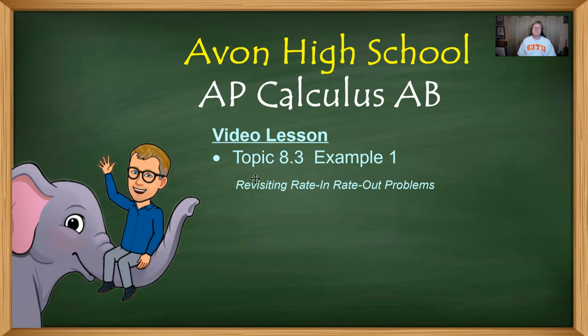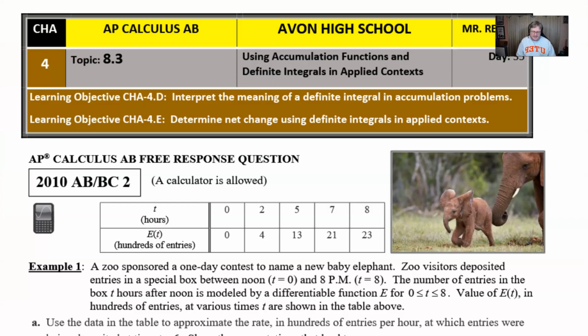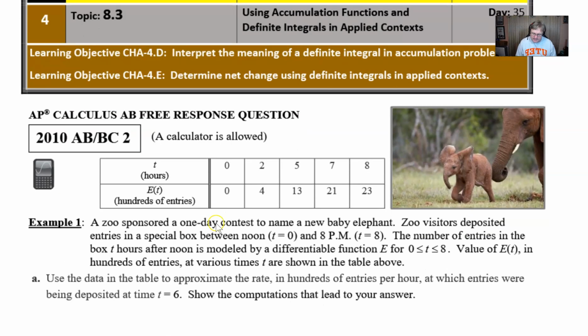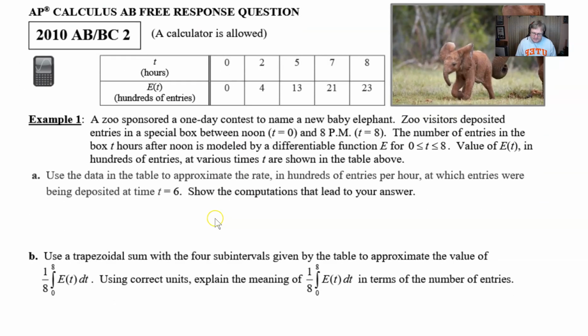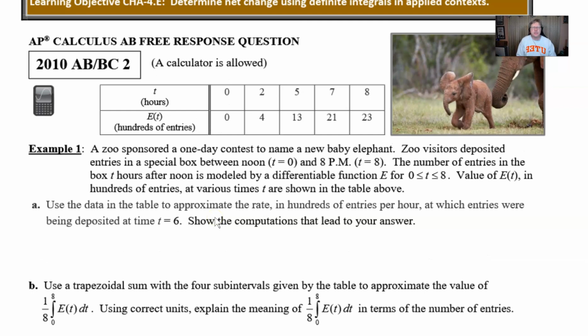So we're going to take a visit to the zoo in our example number 1. So let's take a look here. In our problem, we are told that we've got a zoo sponsoring a one-day contest to name a new baby elephant. Zoo visitors will deposit entries into a special box between noon and 8 p.m. And the number of entries in the box t hours after noon is modeled by a differentiable function E for t between 0 and 8.